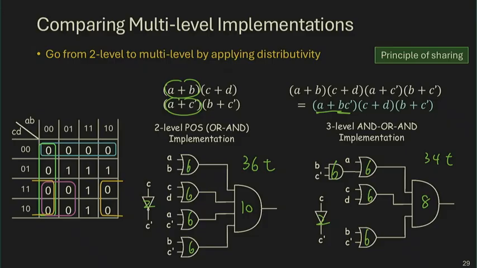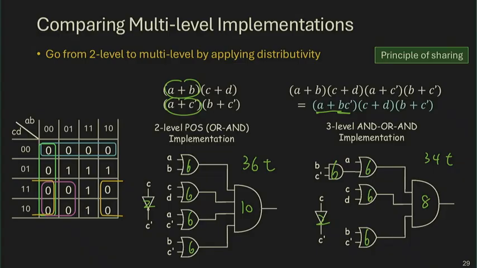Right? And I wouldn't expect you to be able to find the one that has the minimum number of transistors. That's just not a reasonable task. I just want you to appreciate that we can apply distributivity to convert a two-level into a three-level, sometimes four-level circuit, and then be able to analyze the complexity of these circuits.